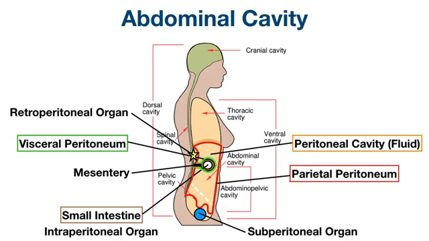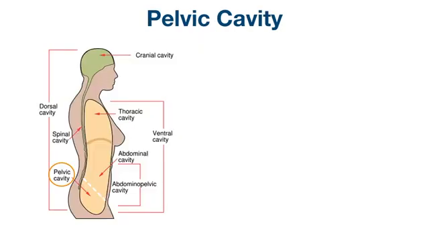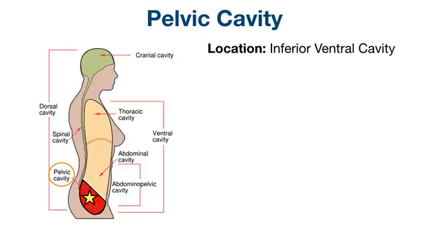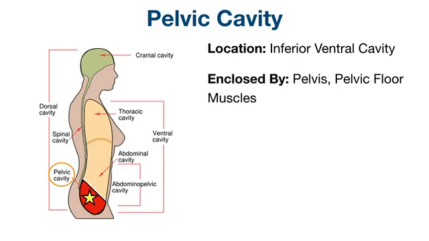So make sure you know the difference between the abdominal cavity and peritoneal cavity. The abdominal cavity is the entire cavity, whereas the peritoneal cavity is the potential space between the visceral and parietal peritoneum. Finally, we have the pelvic cavity. The pelvic cavity is the inferior portion of the ventral cavity. It is enclosed by the pelvis and pelvic floor muscles. The pelvic cavity is continuous with the abdominal cavity superiorly at the pelvic inlet.